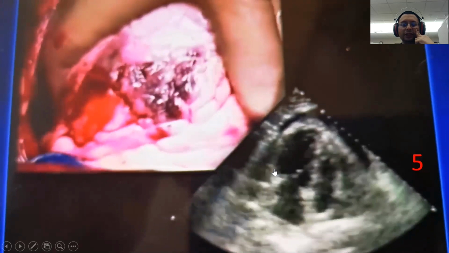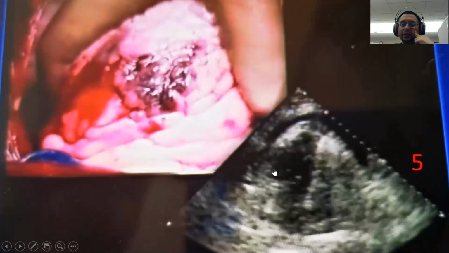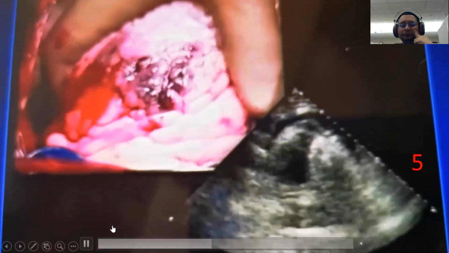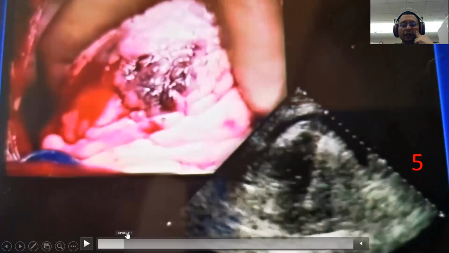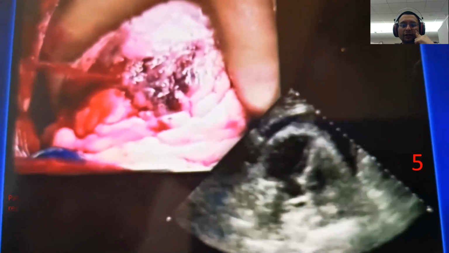This is this patient's heart. See that? Okay, this patient, it was actually able to save the patient. Okay, this is a Mayo Clinic patient. So that is the free wall rupture. Spurting.